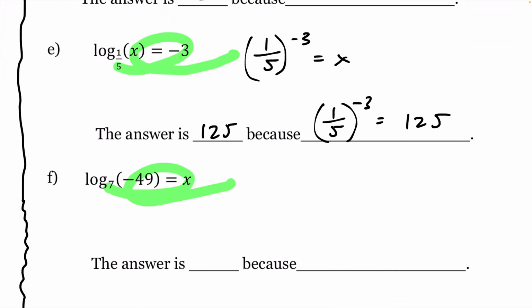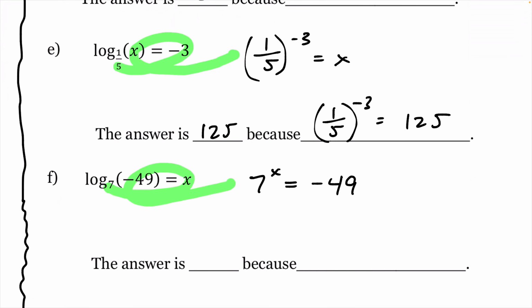This one we're missing a power. 7 to what power makes negative 49? So this is what I saw on the test as well. Some people put negative 2, or negative 14, or negative 49. Are any of those true? No, right? Negative powers do not make negative numbers. Negative powers mean you either take the elevator up or the elevator down. So none of those are correct.